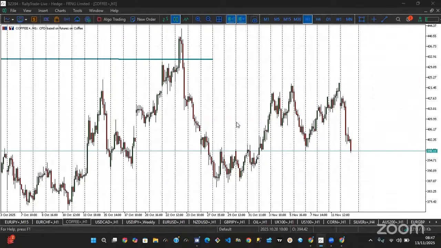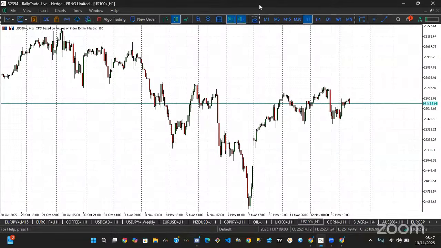Okay, US 100 has broken the resistance. Once it breaks the resistance, then it's flying away. It's headed for that up there. All right, it's headed for that up there. Let me hide this. Okay. Now, US 100, there's nothing much to it.